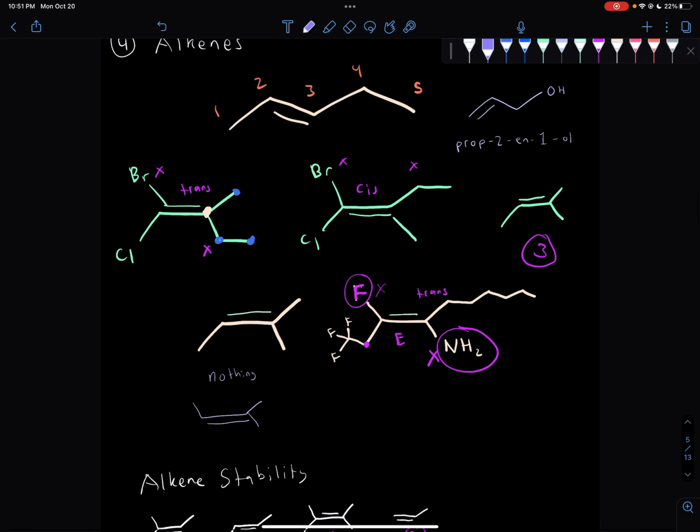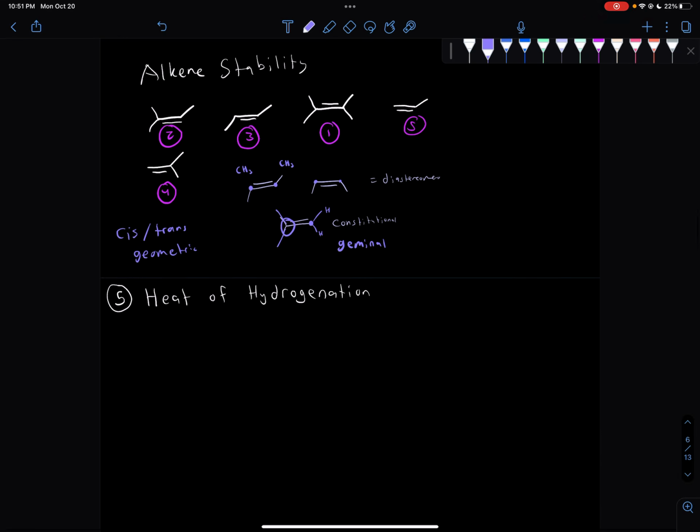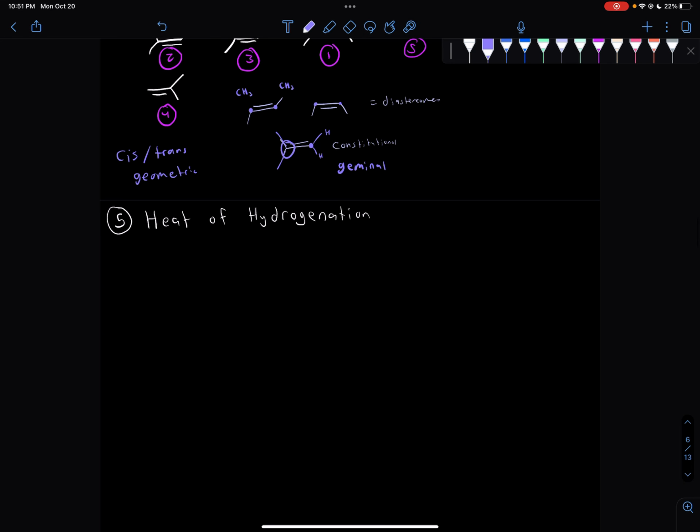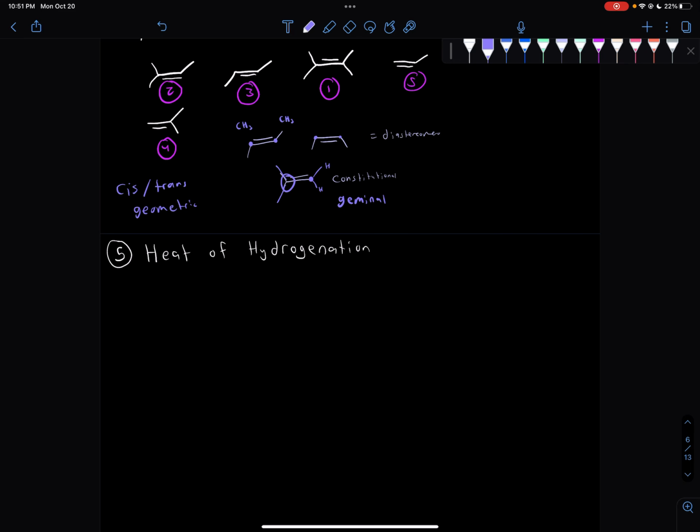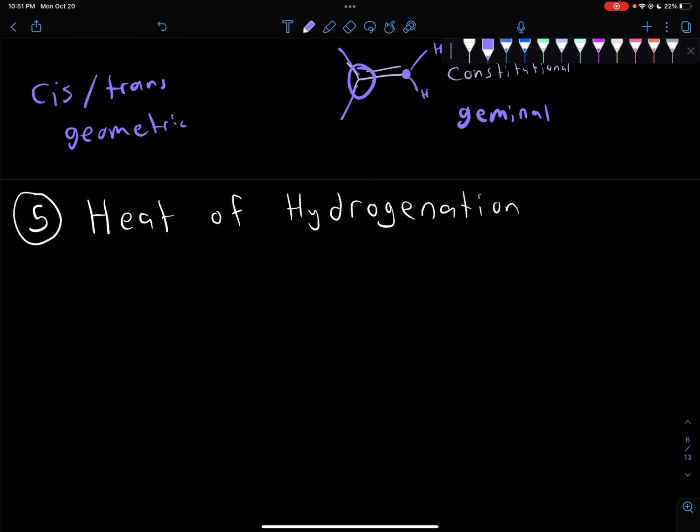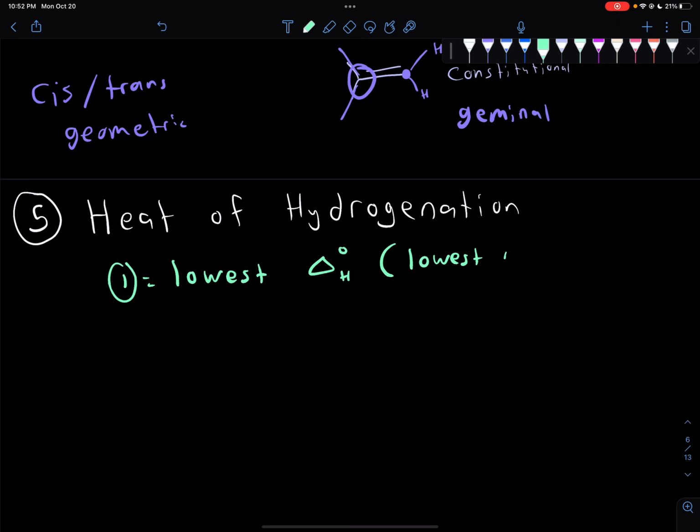Okay, let's move on. Heat of hydrogenation goes along with alkene stability. So what they'll do is rank by heat of hydrogenation. Rank 1 will be the lowest. I think it looks like this. I forgot. Something like that. It will be your lowest, and they'll put in parentheses lowest negative value.